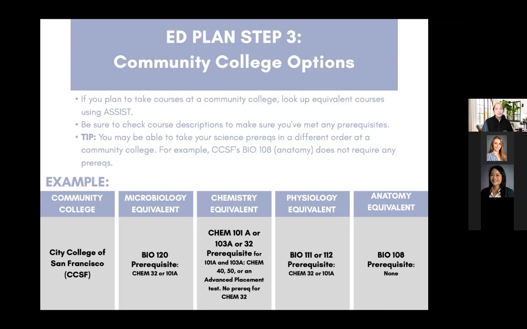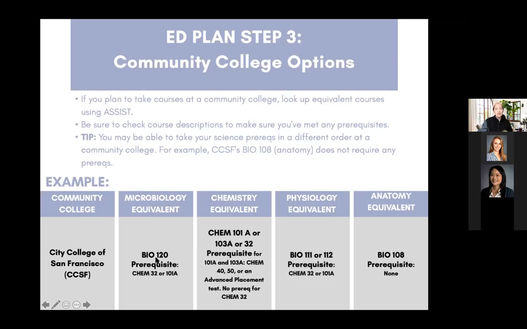For example, at City College of San Francisco, the anatomy class doesn't require any prerequisites. So unlike ours, where, as I mentioned, in order for you to take anatomy, you have to have either human biology or physiology done already. But at City College, you don't need to. So there is a possibility you can take anatomy before or in a different sequence. Here's an example at City College.